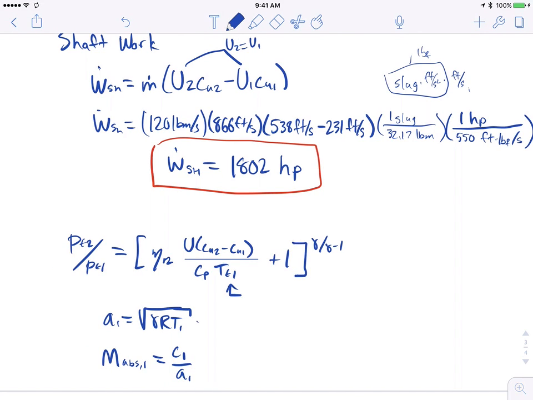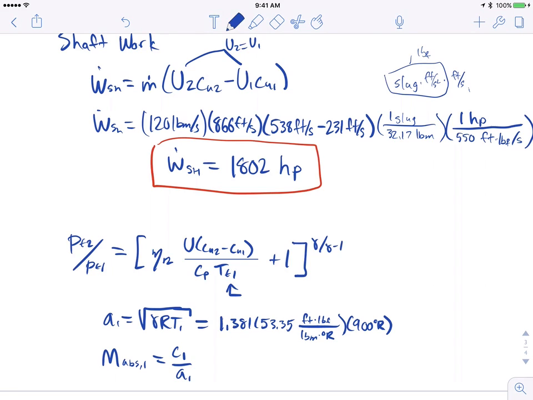We can calculate the speed of sound just based on our gamma value of 1.381 times the value of the gas constant, 53.35, and the units there are foot-pounds force per pound mass degree Rankine, times our static temperature, which was given as 900 degrees Rankine.